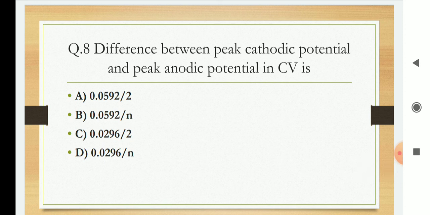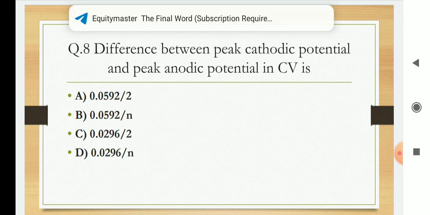The difference between peak cathodic potential and peak anodic potential in cyclic voltammetry is: 0.0592 by 2, 0.0592 by n, 0.0296 by 2, and 0.0296 by n. Well, the answer is 0.0592 by n. n is the number of electrons involved in the reaction.